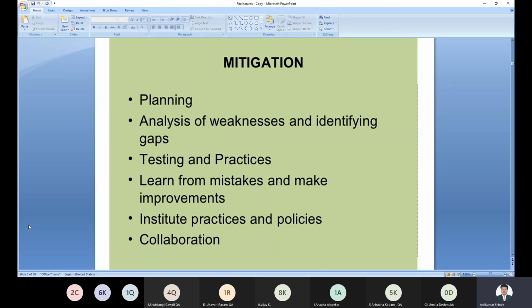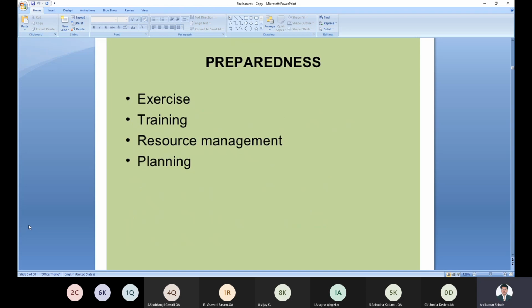Then collaborations, right? Collaboration with those who have the firefighting equipment. Those are the organizations mainly working on how to prevent fires, so we can collaborate with those agencies, and they can help us prevent the fire. So this is called mitigation.